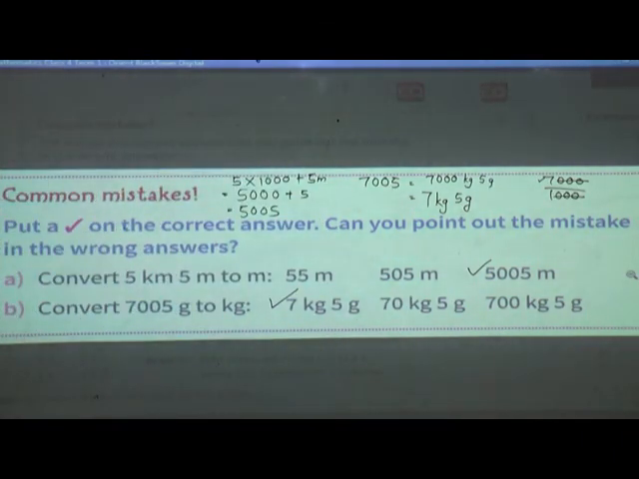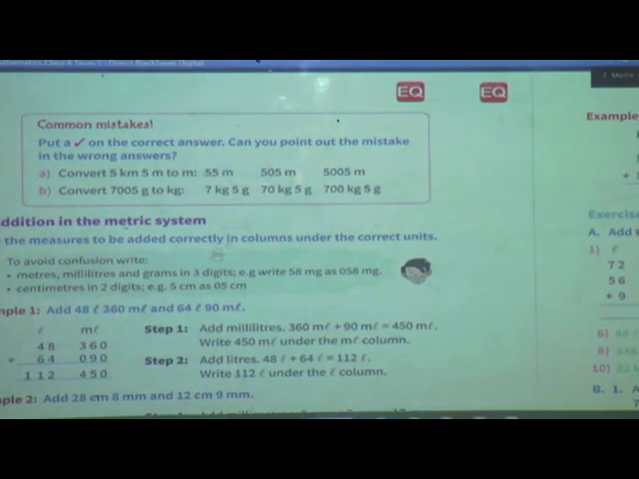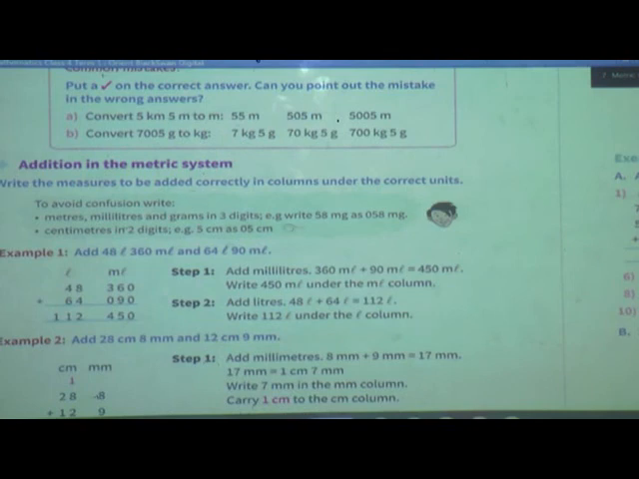Isn't it? So you should not do this common mistake. So you should know the measurement table properly. Next we are going to study addition in the metric system.